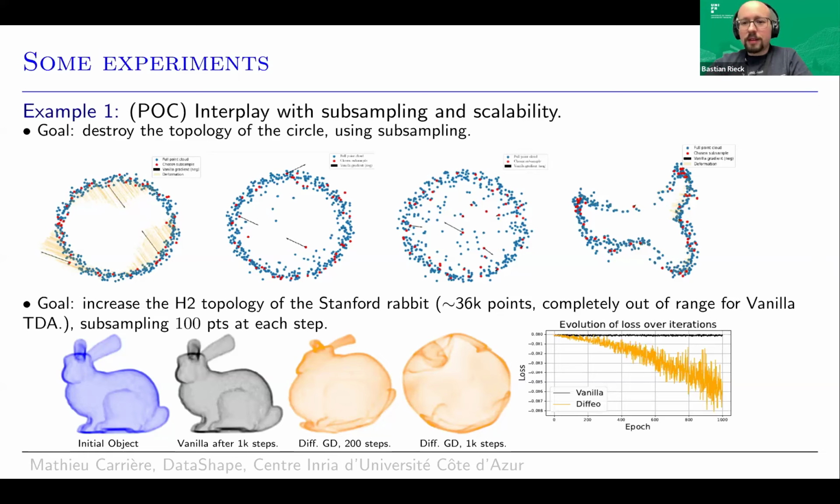So do we have any other questions in the chat or by the audience? Well, that's a good question. So in this Stanford bunny example, you're taking the bunny and you're trying to increase the H2, and so you're going towards a more spherical bunny. Right. Do you think it's possible to understand the global optima of this process, or the trajectories, or do you think they might be in some sense geodesics?